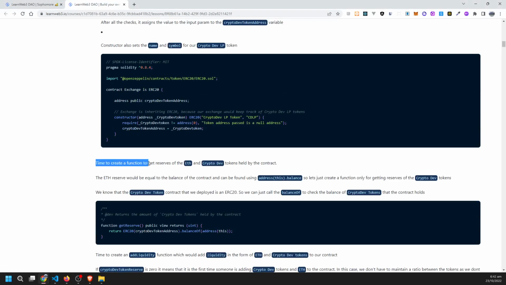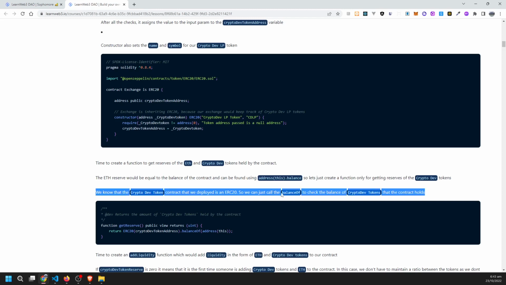Time to create a function to get reserves of the Ethereum and crypto dev tokens held by the contract. The Ethereum reserves would be equal to the balance of the contract and can be found using address(this).balance. So let's just create a function only for getting reserves of the crypto dev tokens. We know that the crypto dev token contract that we deployed is an ERC20, so we just call balanceOf to check the balance of crypto dev tokens that the contract holds.